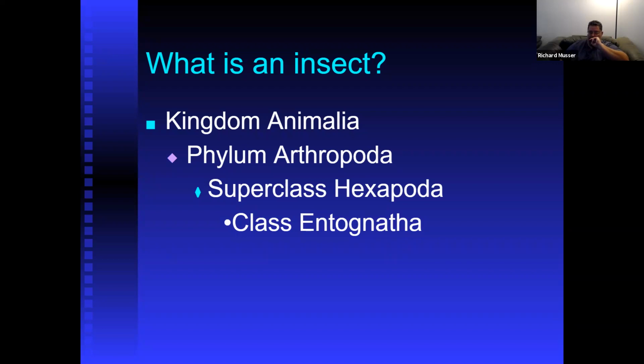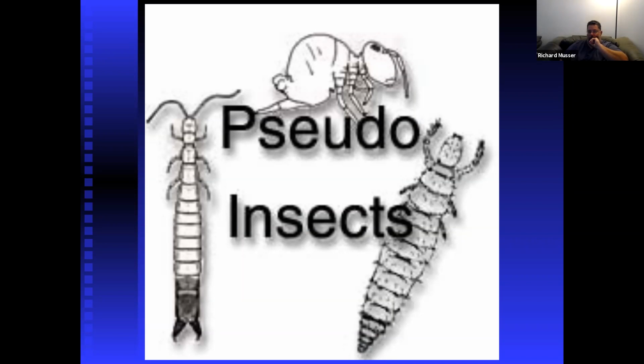But the difference is these arthropods have six legs. Hexapoda is the superclass. And then the class is Entognatha, which is the insects. And that's in reference to their mouth as well. Now, there are some what we call pseudo-insects that are basically insects. Collembolans are one of them. We'll talk about these a little bit later, but they typically are found in soils.